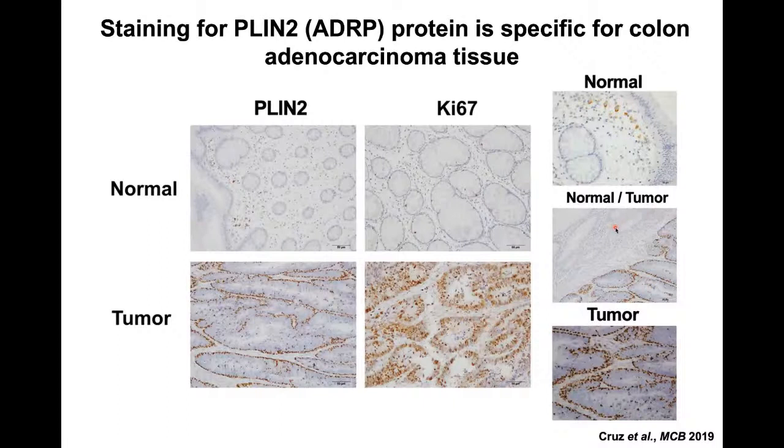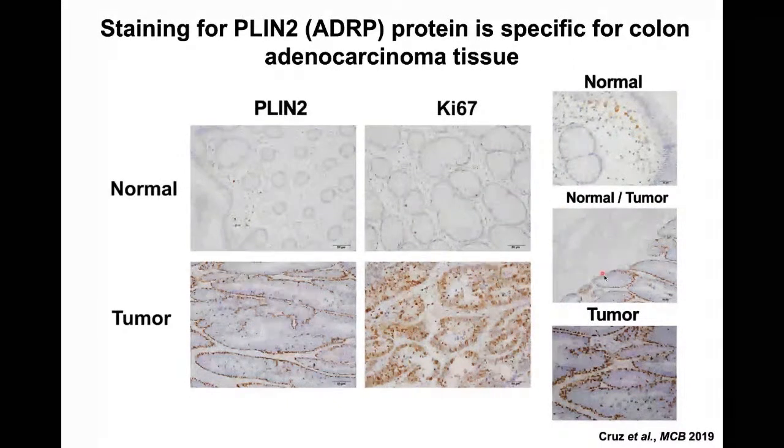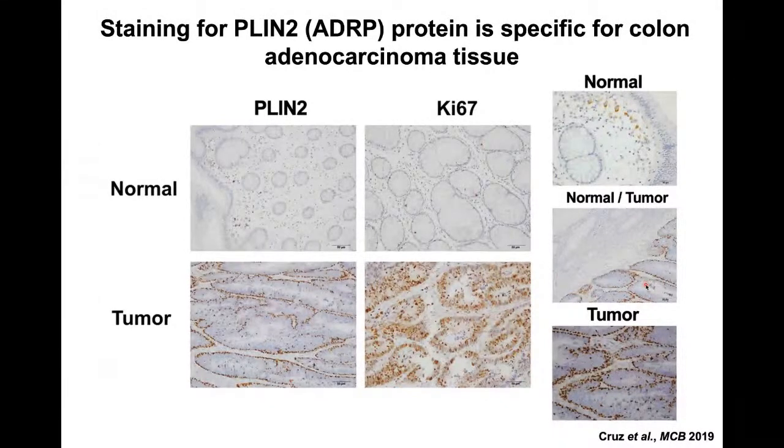And here we were able to see the border of normal epithelium with transformed epithelium. The lipid droplets really can show the border where you have transformed epithelium and normal epithelium. That could be a good biomarker for adenocarcinoma progression in humans.